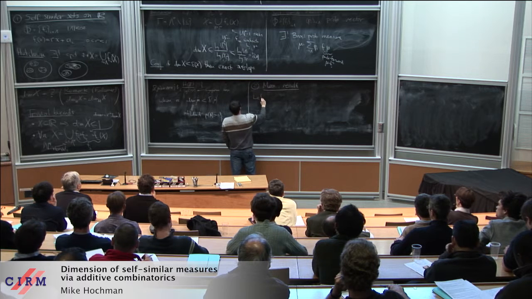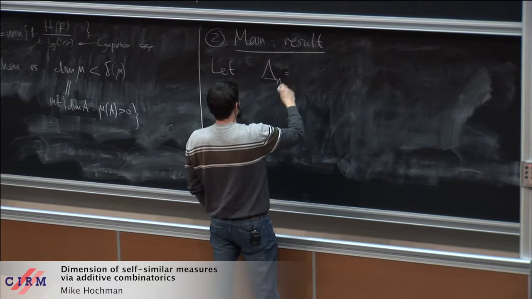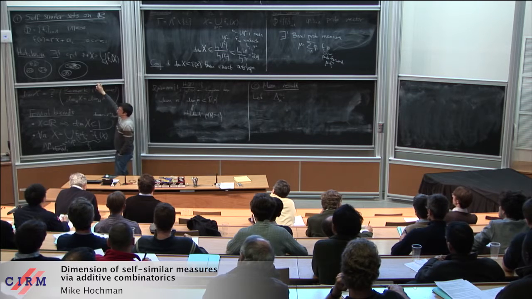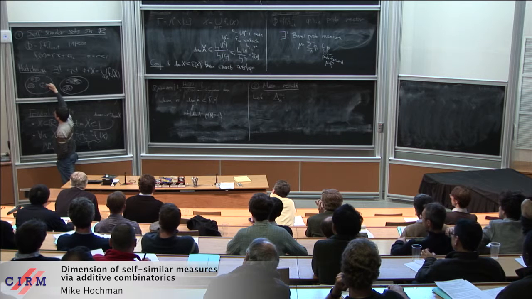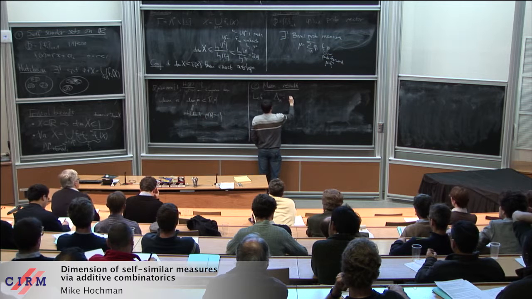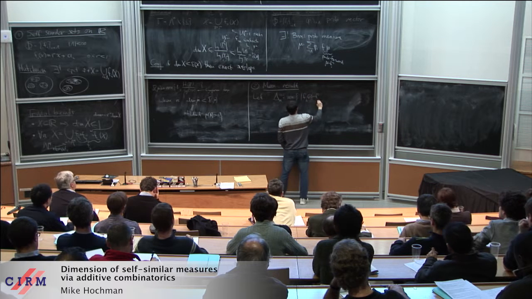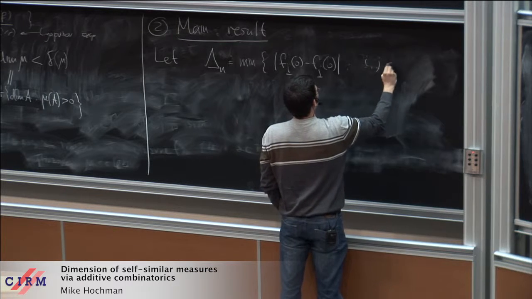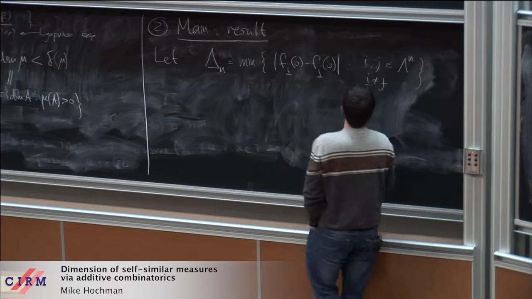So let's define delta n to be, well, there's different ways you can do this. I'm just going to fix a point in the attractor, and then in each of these small copies there's an analogous point, and I'm just going to take the smallest distance between them. So delta n is the minimum of |f_i(0) minus f_j(0)|, where i and j range over all distinct sequences of length n.